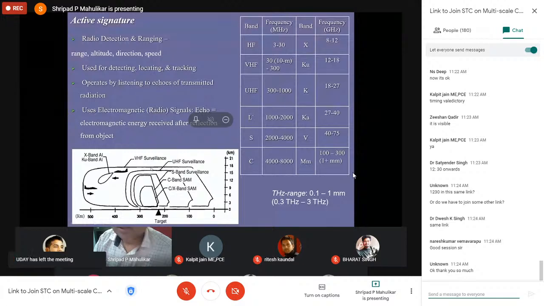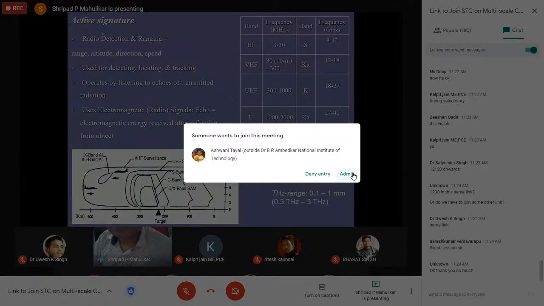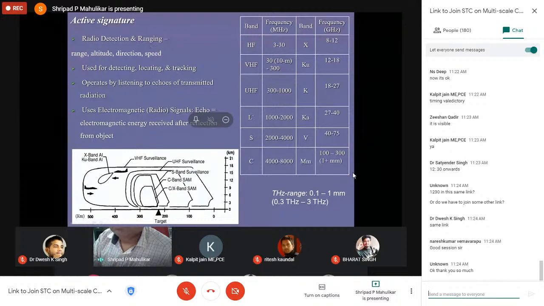Higher range is achieved by higher wavelength. Lower frequency would mean lower loss in atmosphere, lower attenuation in atmosphere. That is the same as higher transmission. This is just some general information regarding the active radar, radio detection, and ranging. Any point to discuss on this?